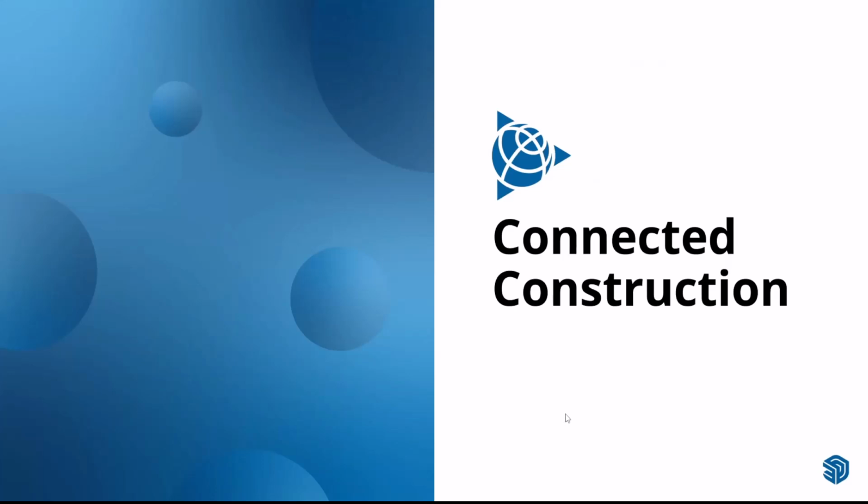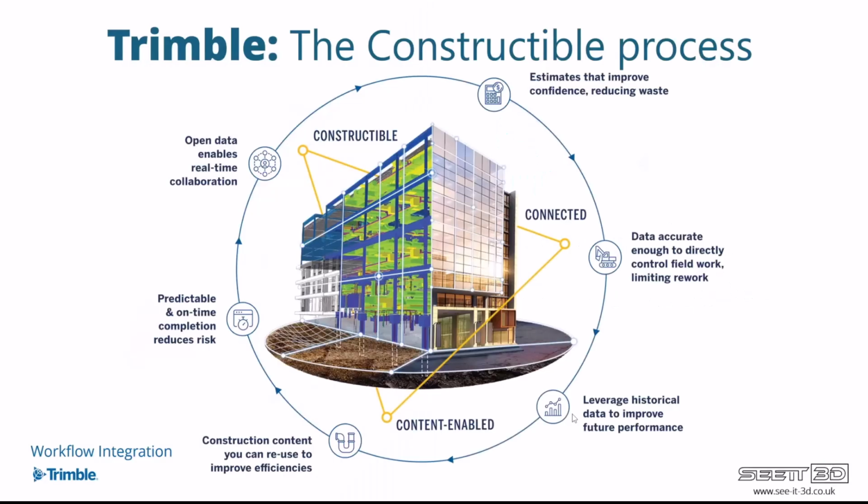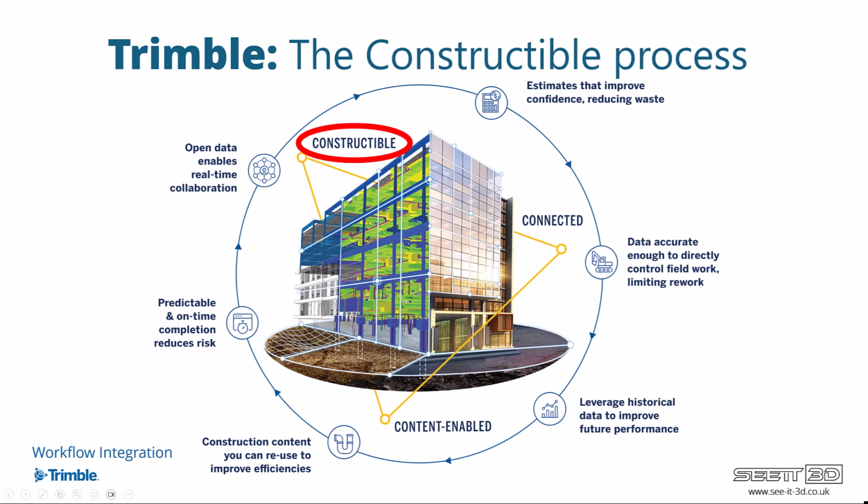What is generally talked about when looking at the terms of connected construction? By connecting efficiencies together, Trimble looks at this as the three C's. The three C's of the constructible process are the foundation of Trimble's approach to construction. Constructible: create precise, actionable models to anticipate issues, reduce errors, and ensure projects are delivered on time.